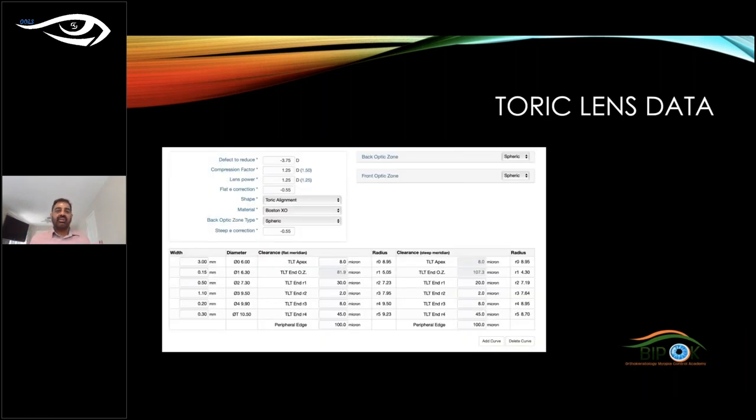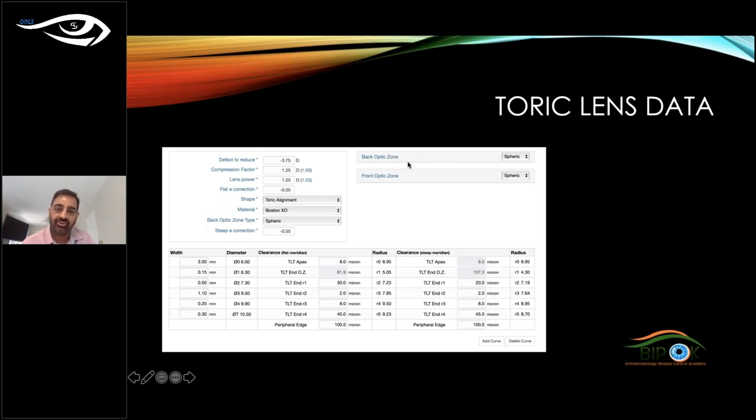Now let's change this fitting. So we now realize that the fitting won't be good. This is a good thing about designing virtually. Earlier on, this was spherical. Now I've changed this into toric alignment. I've kept the optic zone spheric, but the actual alignment is what I've changed here.